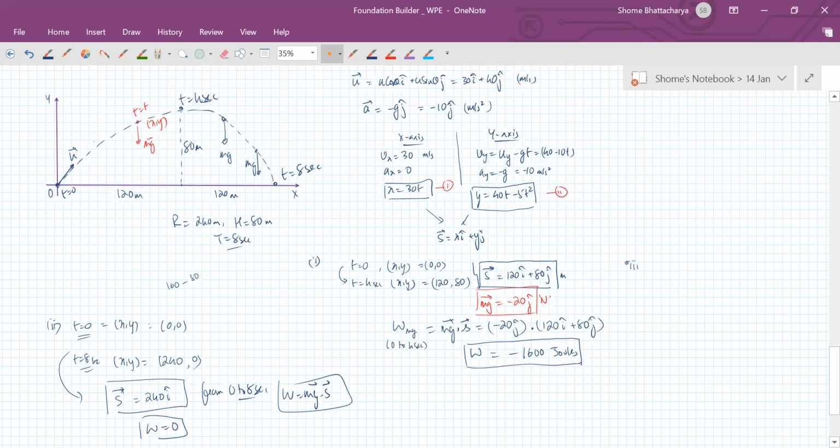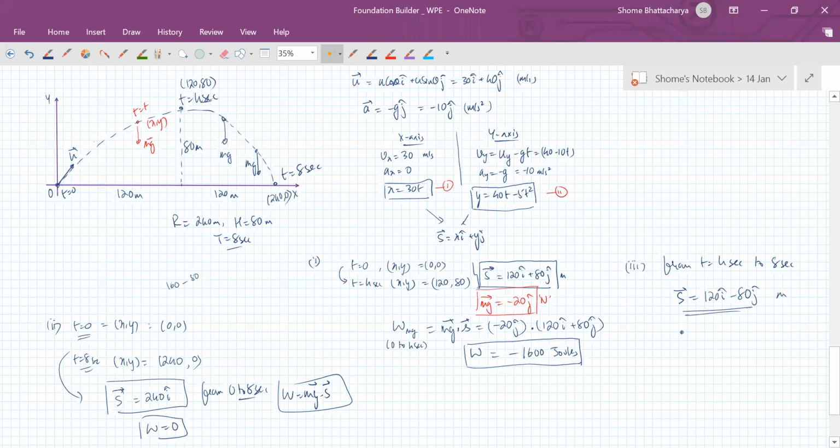So now the third part: when you see from 4 seconds to 8 seconds, what is the displacement? That is the displacement from this coordinate, which was 120, 80, to this coordinate, which is 240, 0. So the displacement is 120 i cap minus 80 j cap in meters.